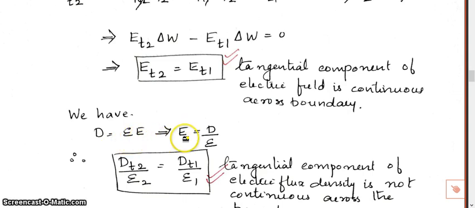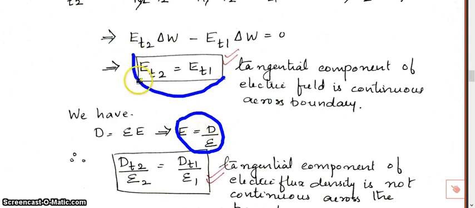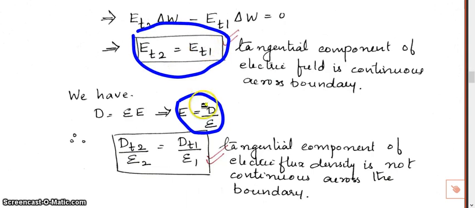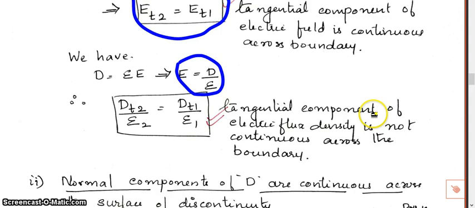From that you can find E is equal to D by epsilon. So if you substitute this expression in this, we can write Dt2 by epsilon 2 is equal to Dt1 by epsilon 1. That means the tangential component of electric flux density is not continuous across the boundary. So that's all under this section.